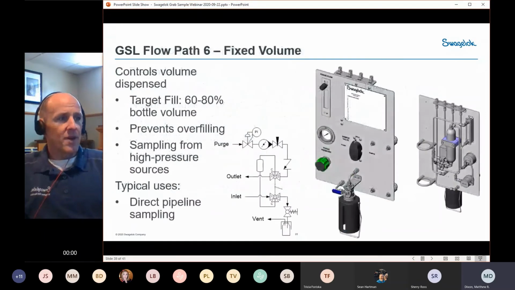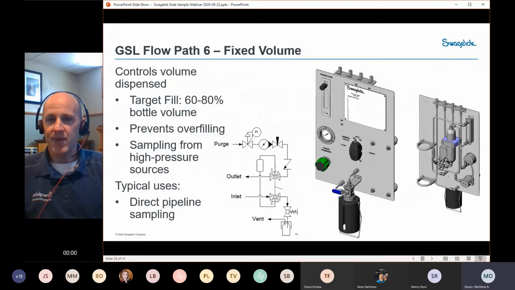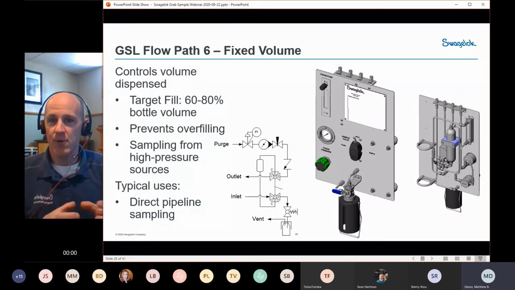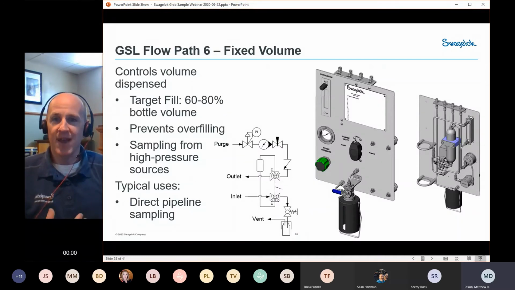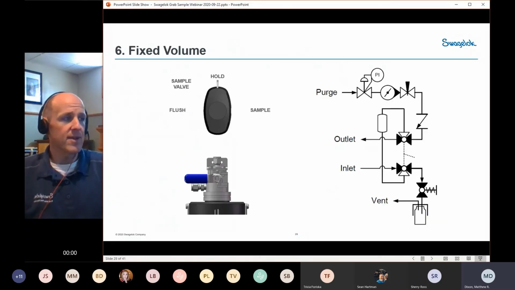So let's take a look at one example for the grab sample for the GSL. That is our flow path number 6, and this one is actually a fixed volume sampler. With a fixed volume sampler, rather than having the operator dispense a certain amount into the container and then stop when they've dispensed the proper amount, it pre-measures out an amount of fluid, generally equal to about 60 to 80% of your bottle capacity. So it measures that out, and then you use a purge gas to transfer that liquid into your sample container, into your sample bottle. So let's take a look and see how that works.